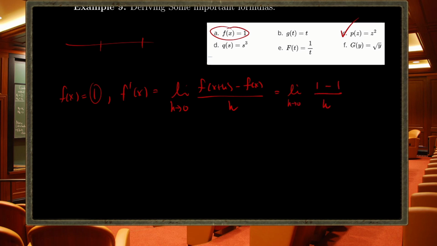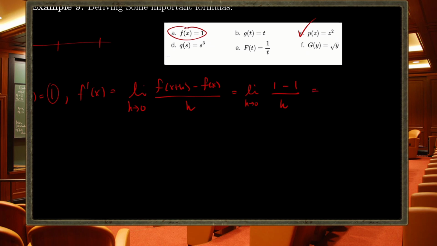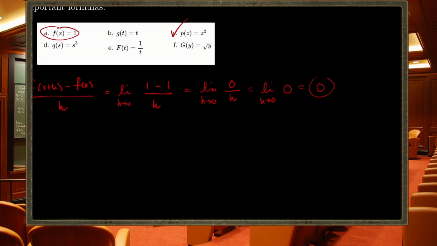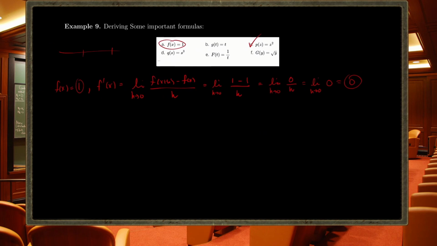Trying to jump to the fun part here. 1 minus 1 over h, which becomes just the limit as h goes to 0 of 0 over h. Right? And what happens here? Well, this really just simplifies to 0 before we take the limit. Right? So this becomes the limit as h goes to 0 of 0, which doesn't have any effect on the time interval, so we really just get a limit of 0. So what does this tell us? Again, follow the string of equality. It tells us for f of x equals 1, f prime is equal to 0.